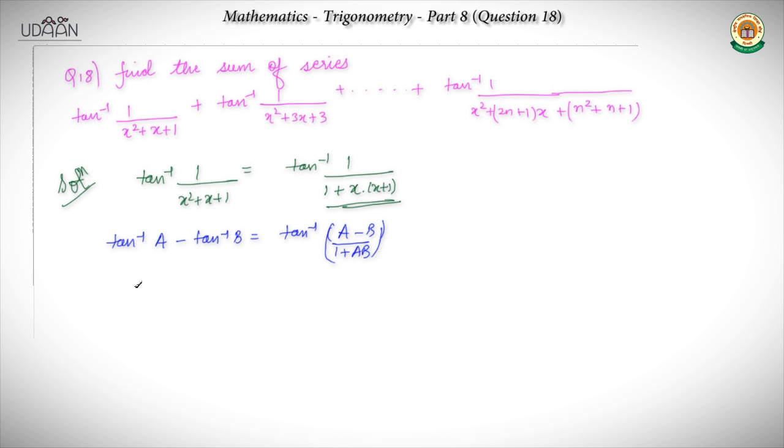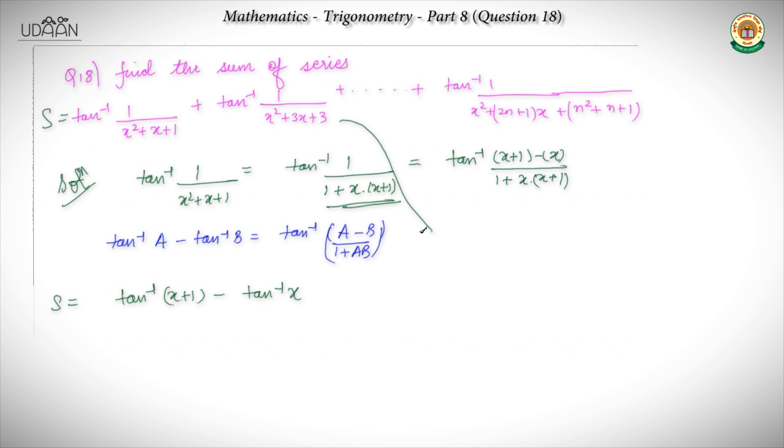I can write this as tan inverse of (x plus 1 minus x) upon 1 plus x into (x plus 1). So it gets into the form of tan inverse of (A minus B) upon (1 plus AB), where A is x plus 1 and B is x. Perfect. Let me denote this as S. So I can write S as tan inverse of (x plus 1) minus tan inverse of x.